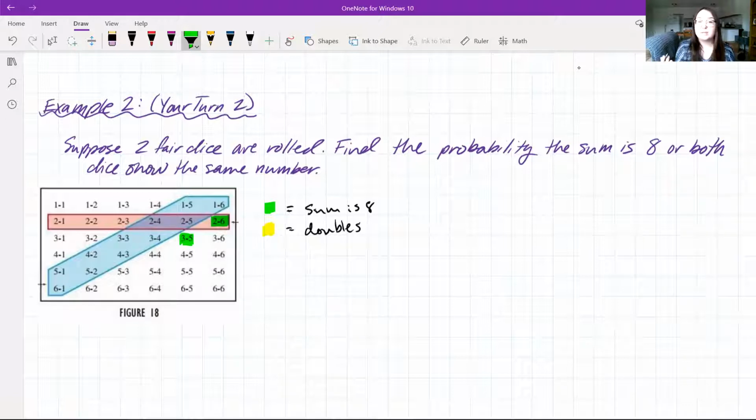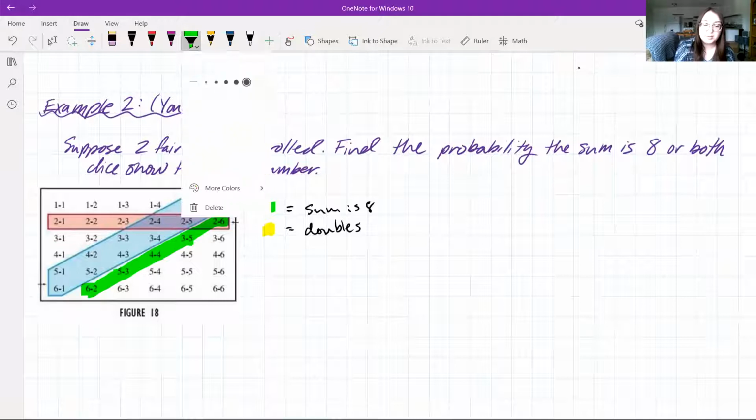And also we have 4 and 4, and 5 and 3, and 6 and 2. So we see we have our values here. And we see that's 5 different options, because we can count them: 1, 2, 3, 4, and 5.